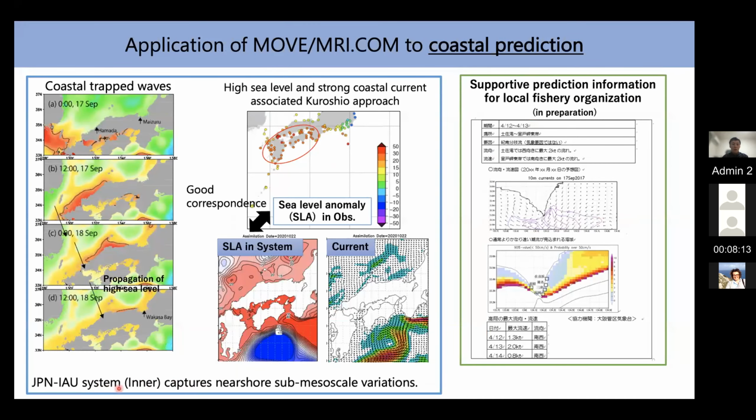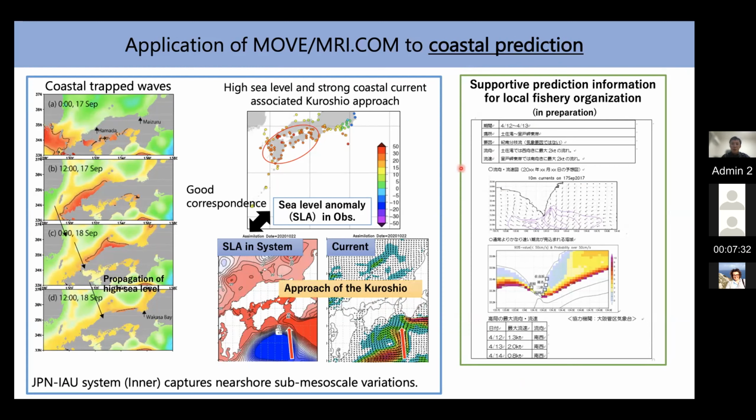The JPN IAU system captures the nearshore sub-mesoscale variation as shown in this figure, such as the coastal trapped waves. The high sea level anomaly is propagated along the coast in the eastward direction as shown in this figure. And high sea level and strong ocean current are also reproduced in this JPN IAU system as shown in this figure. This is related to the approach of the Kuroshio south of Japan.